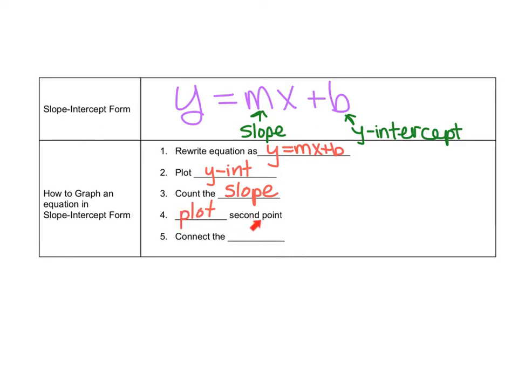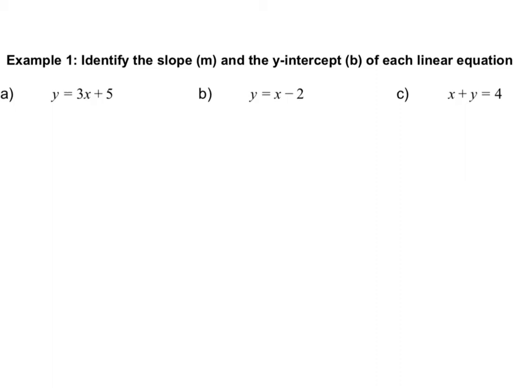So it says to plot the second point, we're going to plot at least 2 or 3 points. But actually, keep in mind that we only need 2 points to make a line. So as long as you have 2, we should be able to then connect the dots to create a graph of a line, so a linear equation. So before we actually start graphing these equations, let's go ahead and practice actually finding the slope and the y-intercept. So reading these slope-intercept form or linear equations.